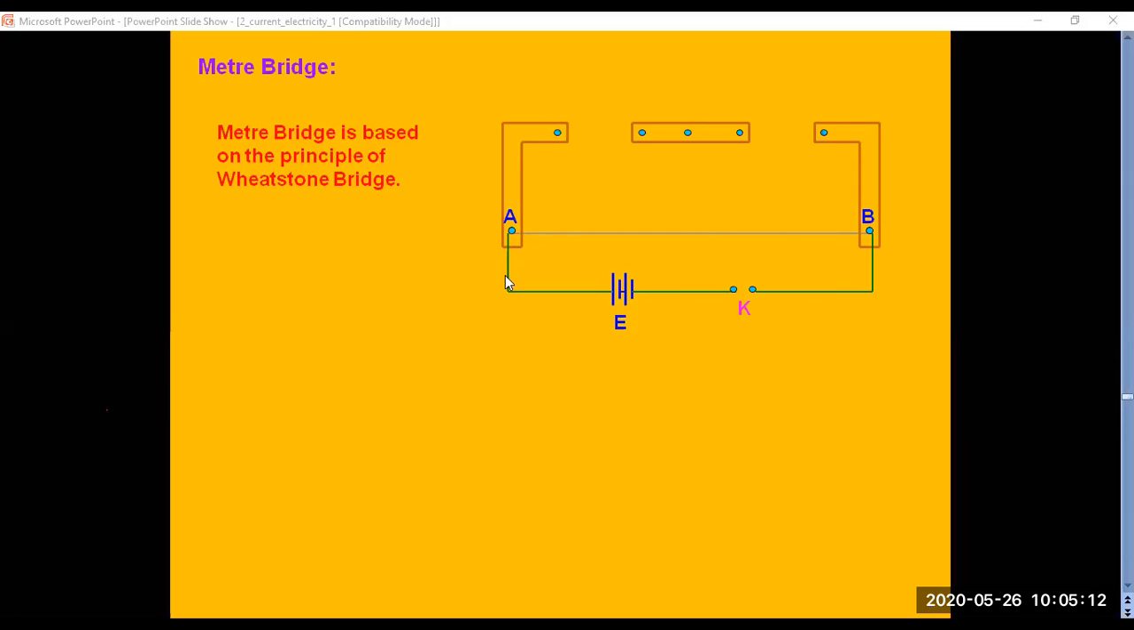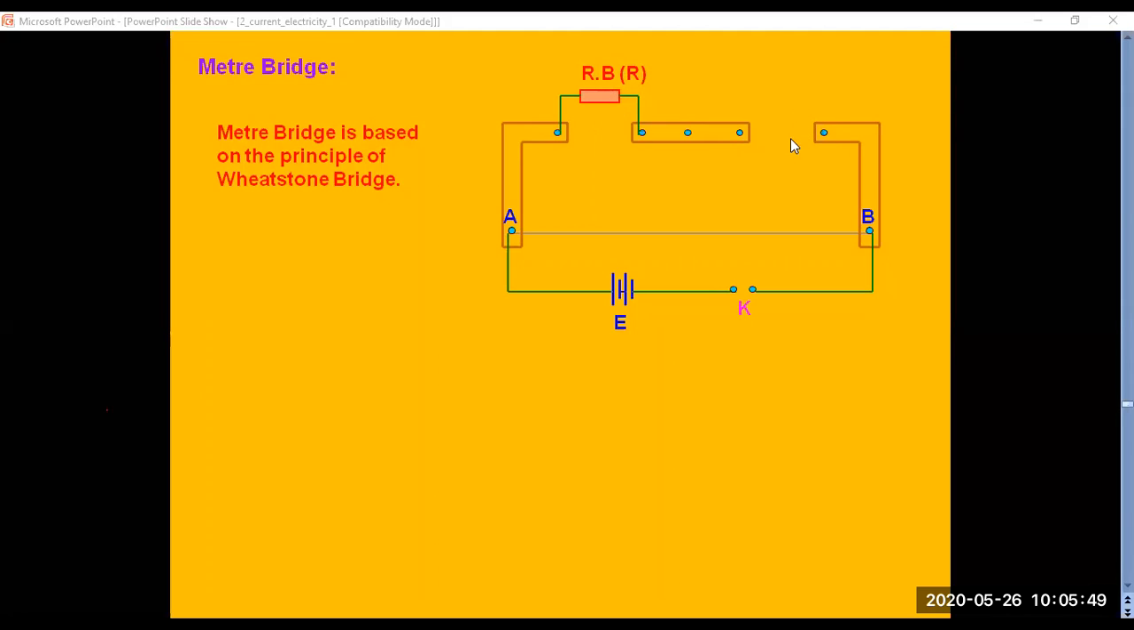Across the ends A and B, you have a plug key and a battery connected. See, there are 2 gaps here. One is called the right gap and the second is called the left gap. On the left-hand side, RB is the resistance box. Here the green color denotes the wires. In your left gap, you connect the resistance box. A resistance box can have values from 0 to 100, or 0 to 500 ohms, or 0 to 1000 ohms. Like that, you can vary the resistance. This is your resistance box.